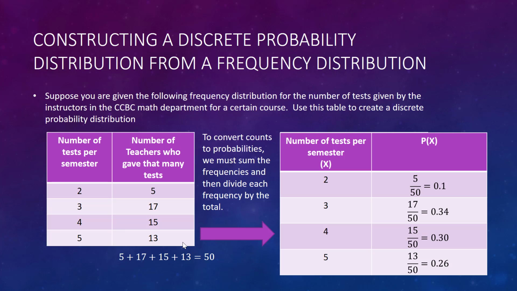So let's get started. We can see here we have 5, which is our count, divided by 50. When we convert this to a decimal, we have 0.1 or 10%. Then we have 17 over 50, which is 0.34. We have 15 over 50, which is 0.30. And then we have 13 over 50, which is 0.26.